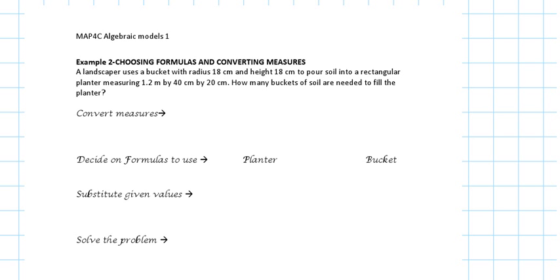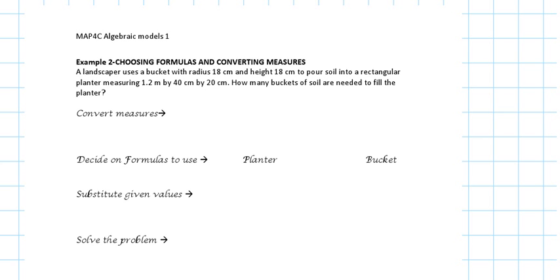We find the volume for the bucket, and then we find the volume for the planter, and we minus that from each other to find out how many buckets. We minus. So we have a bucket, and then we're going to use that bucket to fill up the soil and then pour them into the planter, right? So we add. And then I want to know how many of these buckets I need to fill this planter.